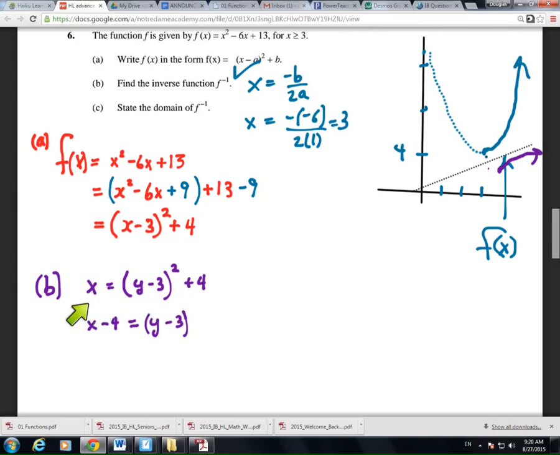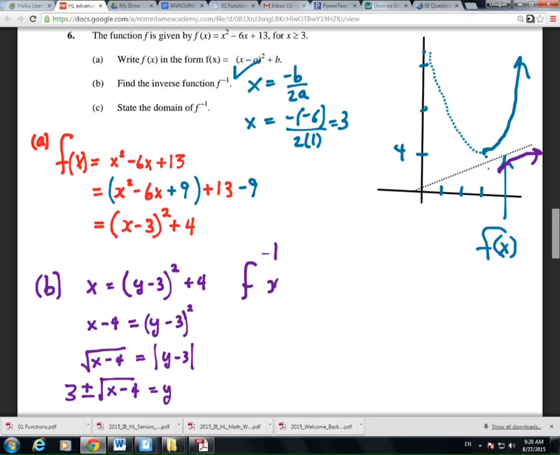So here we're going to have x equals (y minus 3) squared plus 4, which is literally the inverse of y equals (x minus 3) squared plus 4. So right here, this actually is the inverse function, but we're going to make it look nicer by solving for y so we can get it in the correct order. So the first thing I do is I subtract 4 from both sides, and then I take the square root of both sides, remembering the plus or minus, and then I add 3 to both sides.